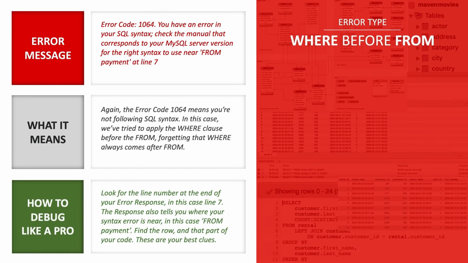To debug this like a pro, very similar to last time, we're going to read the error response. In this case, it says line 7. The response is also telling us what it's near, which is from payment.